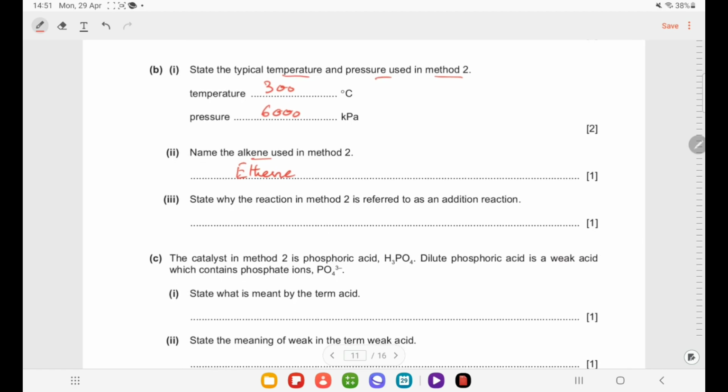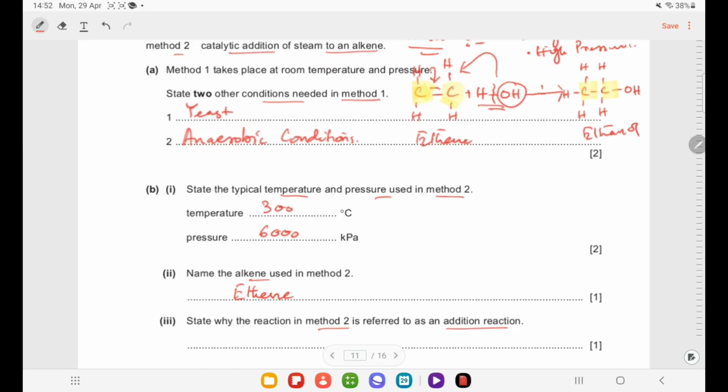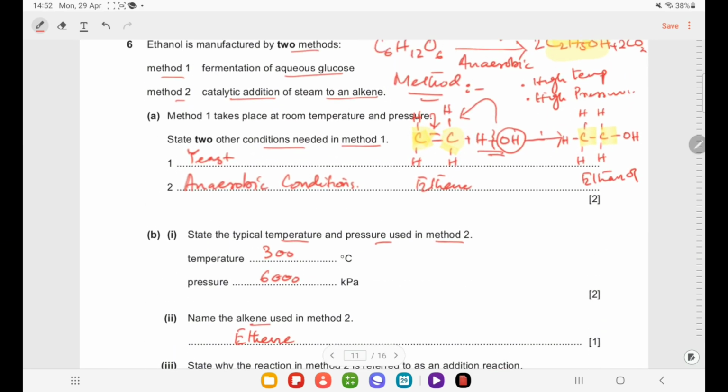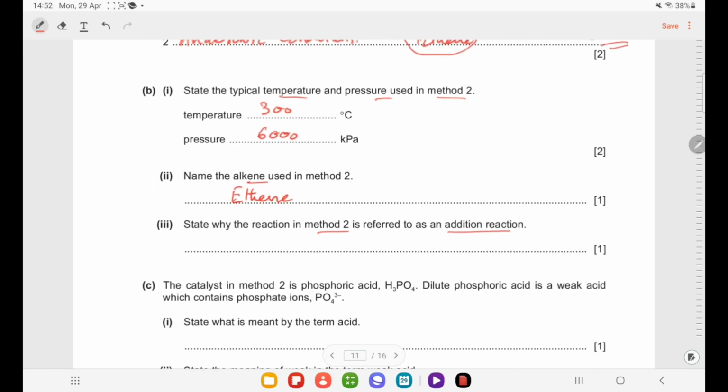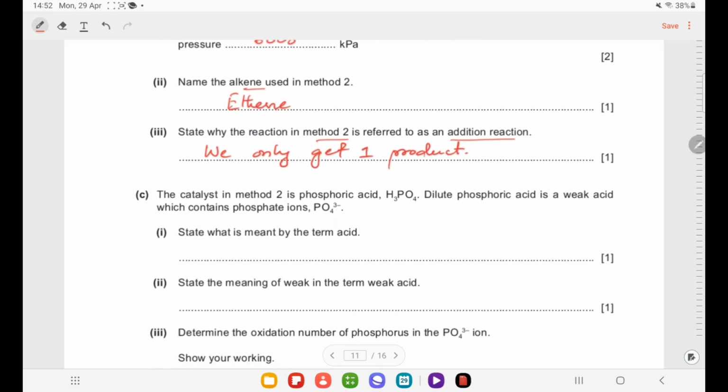Third part, state why the reaction in method 2 is referred to as an addition reaction. Here you can see in this reaction that we had 2 components, they added up with each other and they give us one product. So that is the reason we consider this reaction an addition reaction. So the answer is we only get one product.